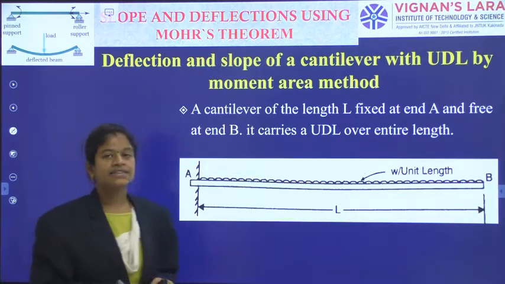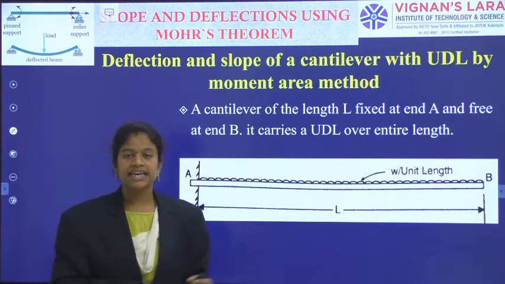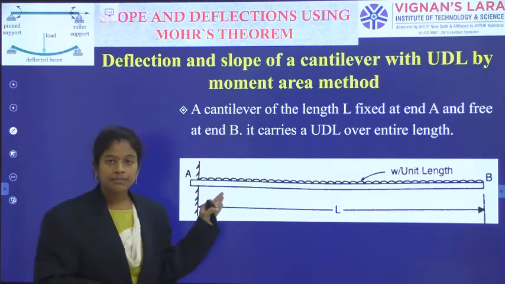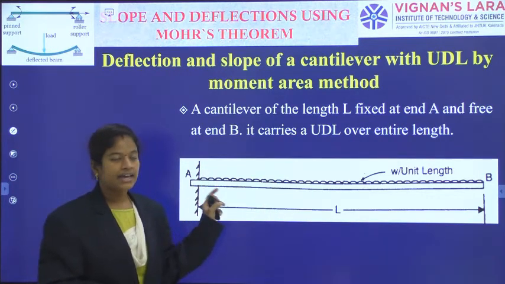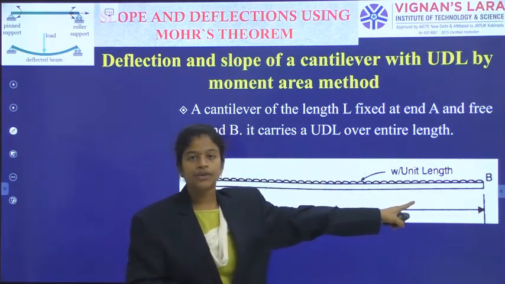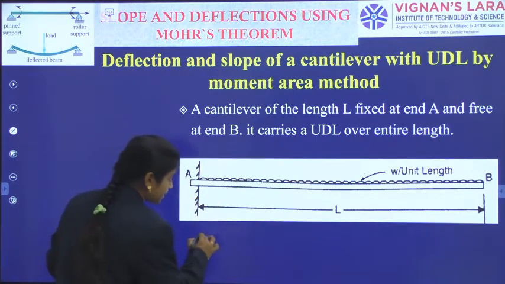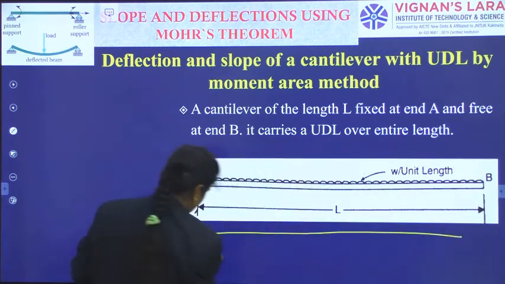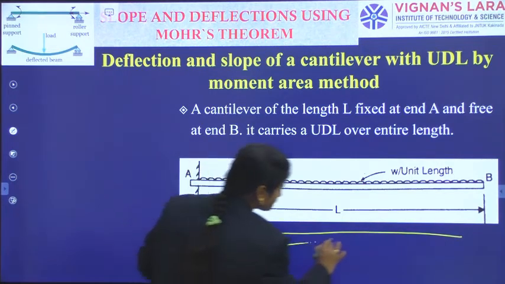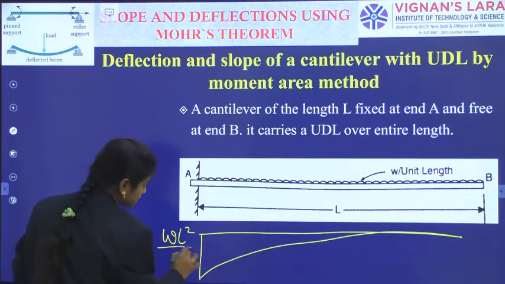And the next thing is a cantilever beam which is carrying a UDL over the entire length. The cantilever beam has fixity at end A and the free end is at B, and it is carrying a UDL of intensity W per unit length over the entire length. I am considering the bending moment diagram for this section, and as we already know, it has a parabolic shape and it will have WL square by 2.